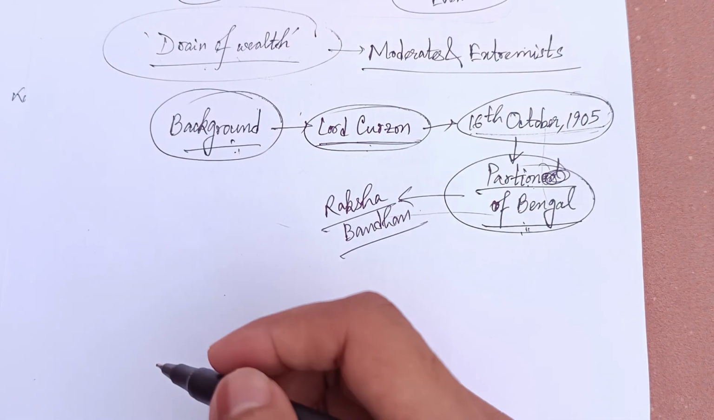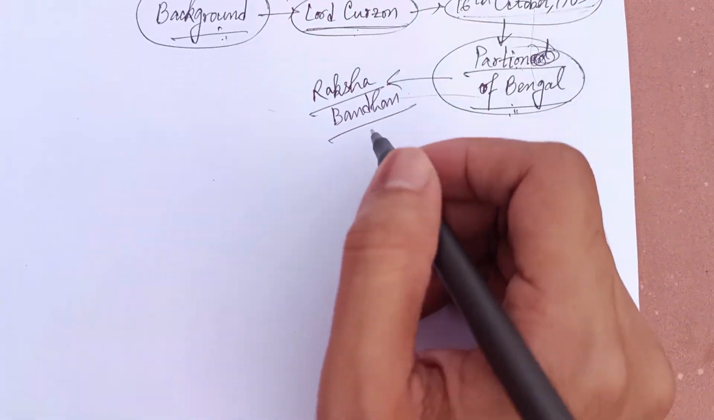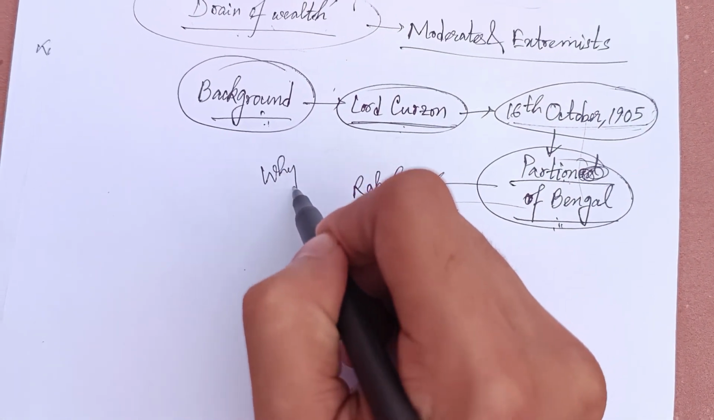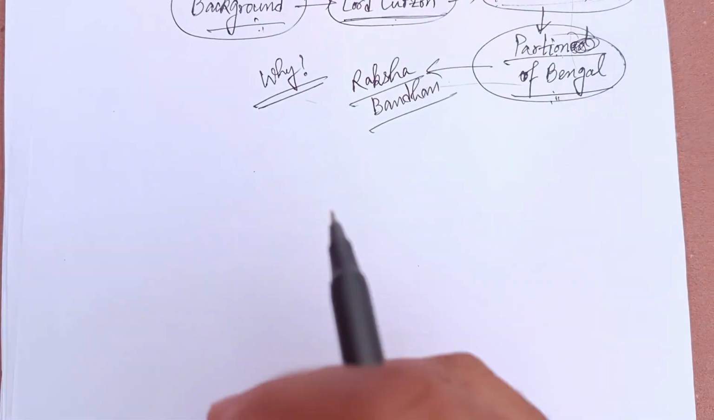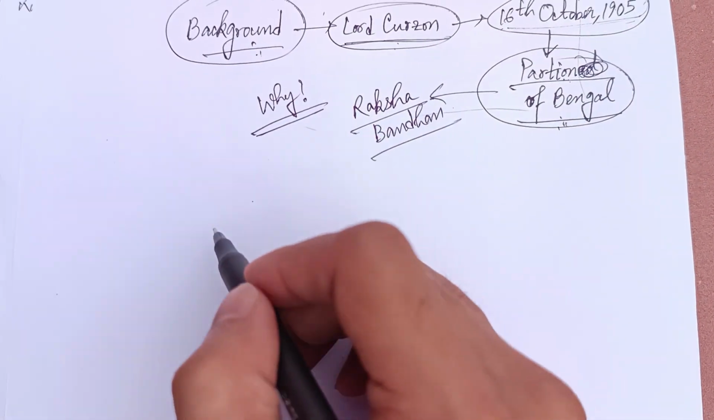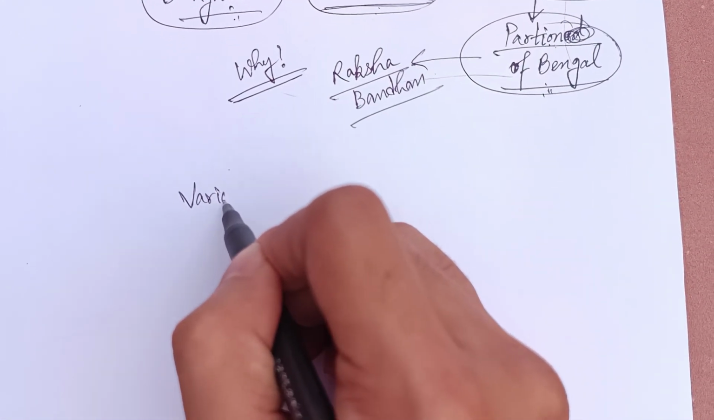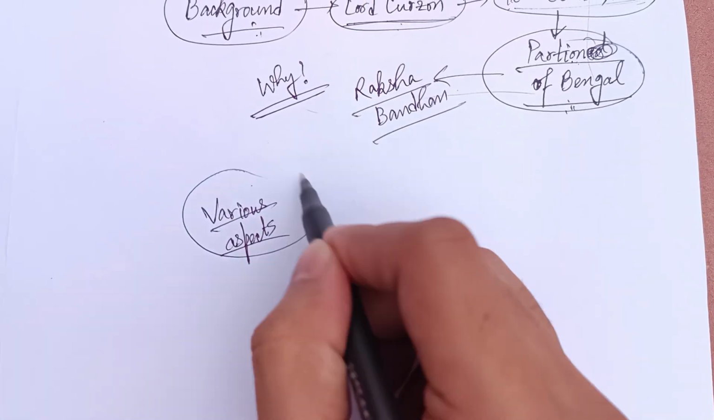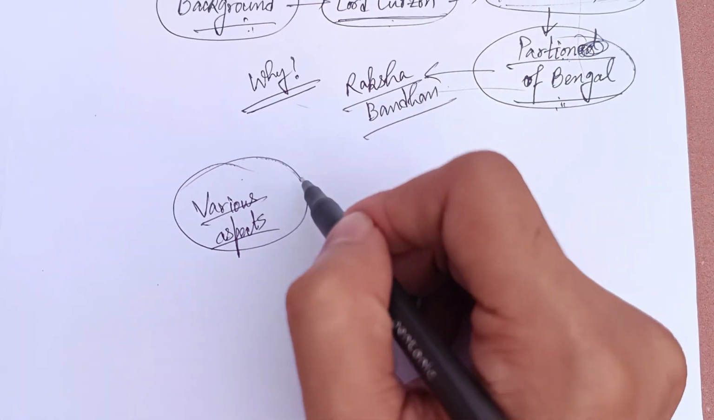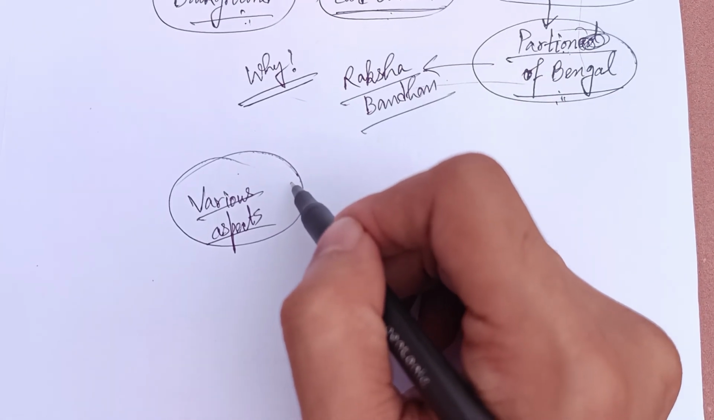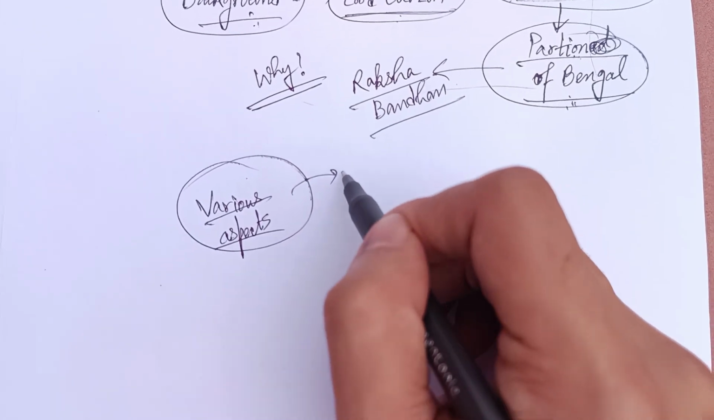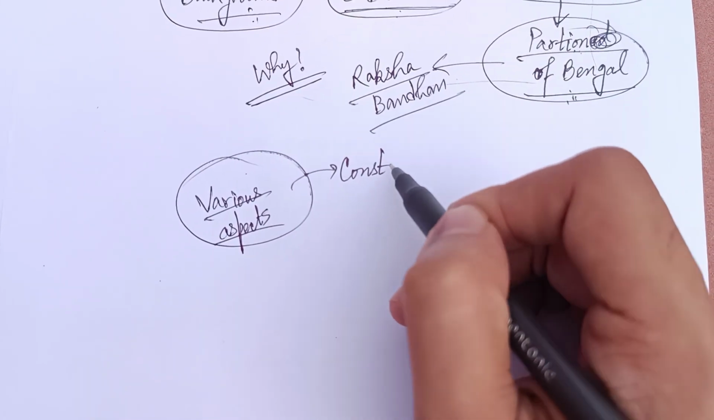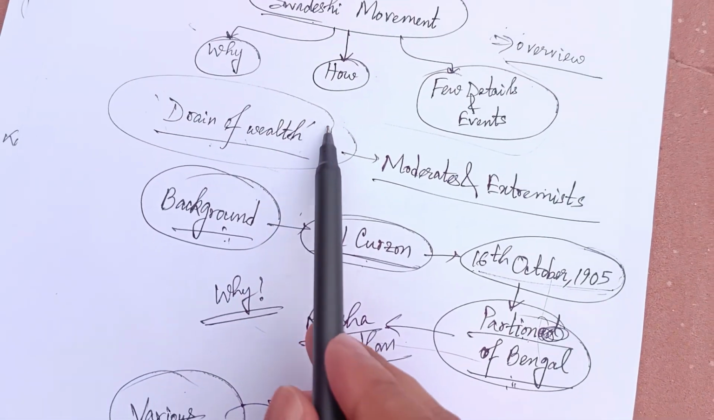After this, what we can understand, so that was the background. This is the why the Swadeshi movement took place. Now we need to know the various aspects of the Swadeshi movement. Here you need to make a mind map. How? Here we will see constructive Swadeshi, how the Swadeshi movement was happening at that point of time. This is the how.